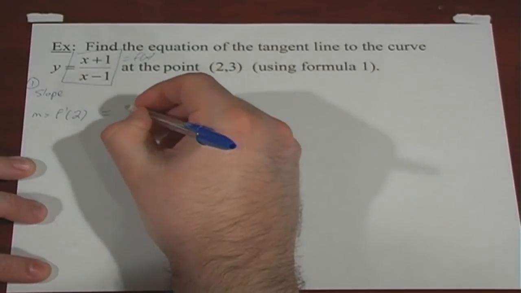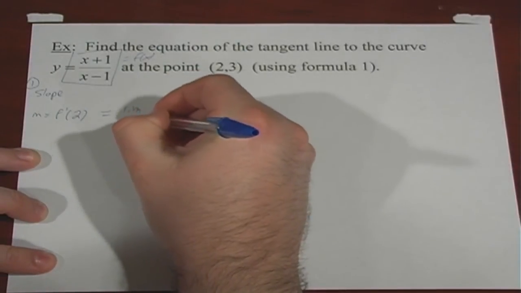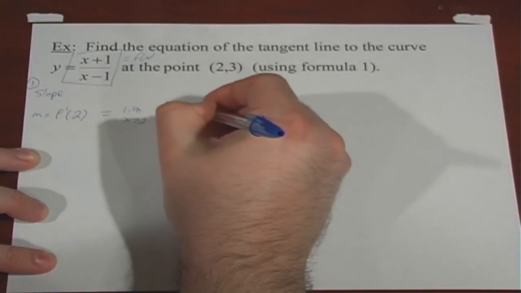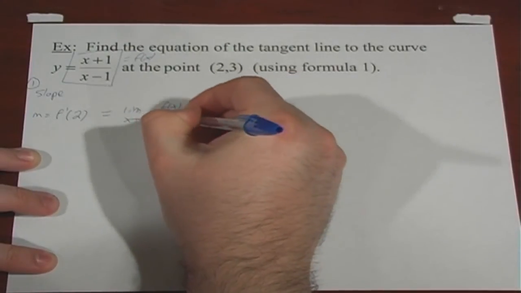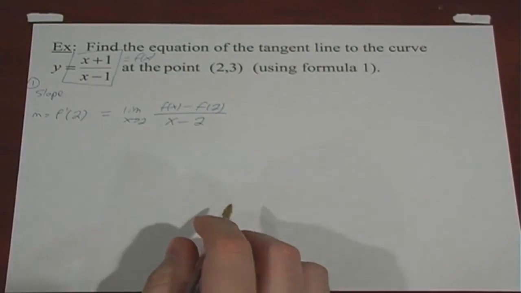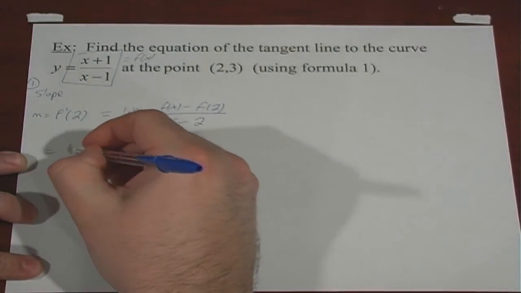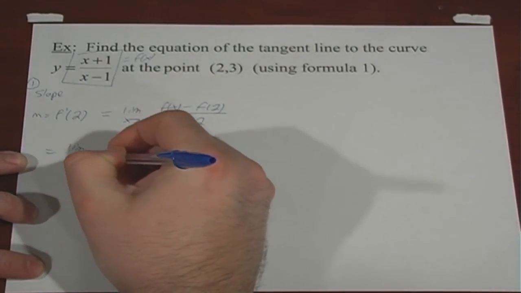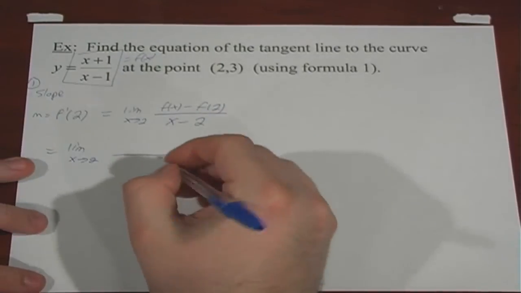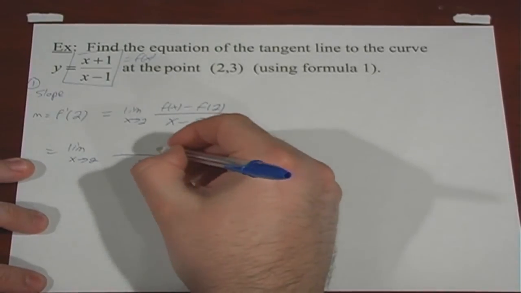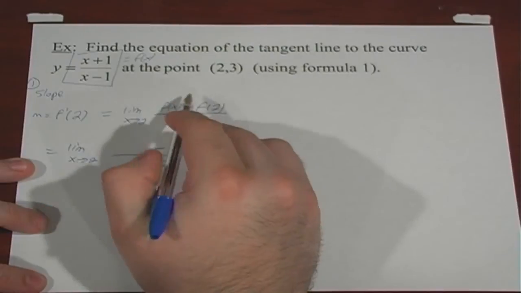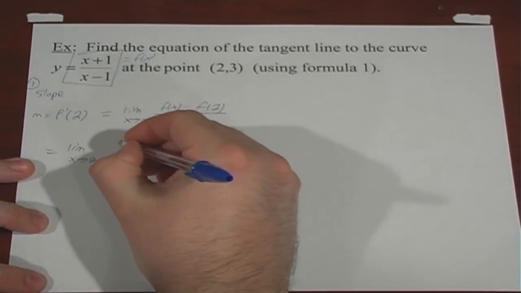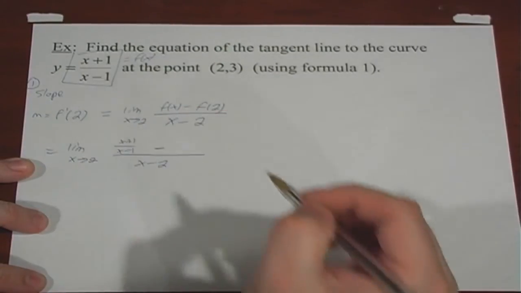So this is going to be limit as x goes to 2 of f of x minus f of 2 over x minus 2. And then you're just going to simplify this like crazy until you can find the limit. So limit as x goes to 2. Okay, so the denominator is x minus 2. The top, here's the minus sign. F of x, you're going to put the formula for f of x there. So we got x plus 1 over x minus 1.